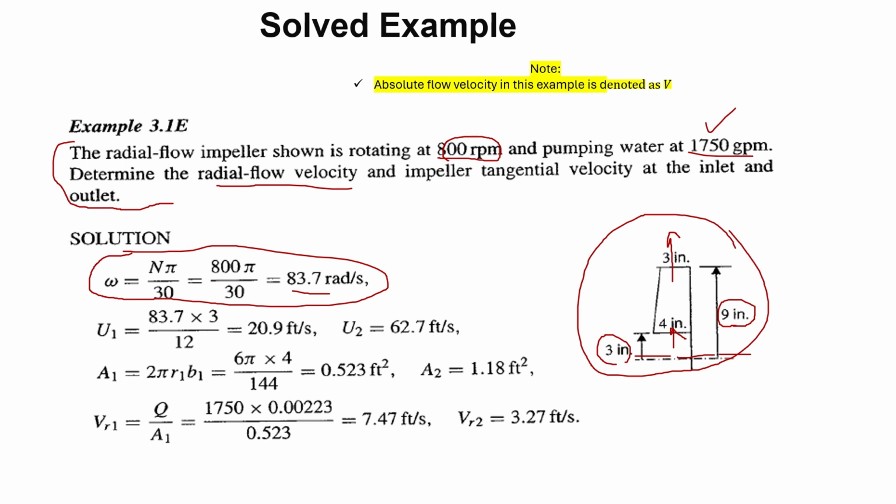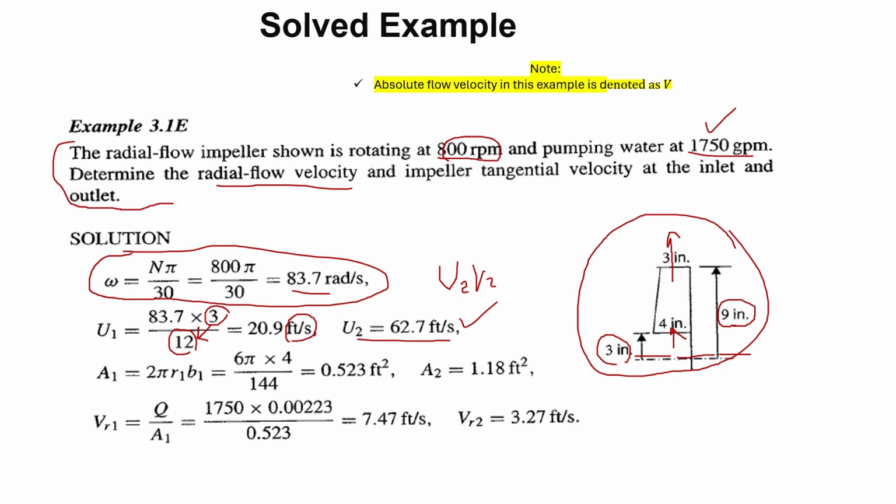R1 here is in inch, 3 inch. So when you do that, you need to convert it to feet in order to get the unit as feet per second. Okay, and similarly you calculate U2 as omega times R2. R2 here is 9 inch. U2 is different. Remember, it's not an axial flow machine. If it's a radial flow machine, then the rotor speed at the leading and trailing edges will be different.